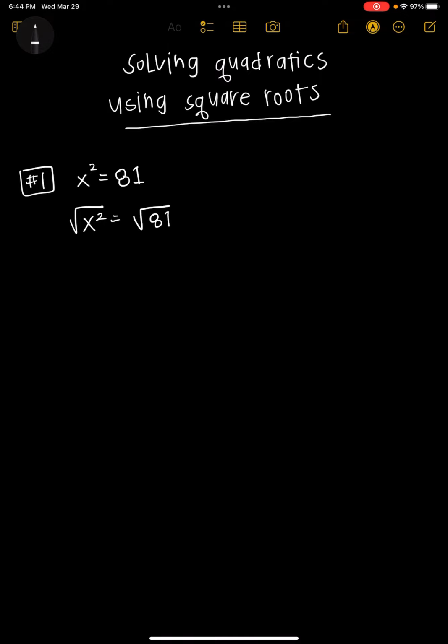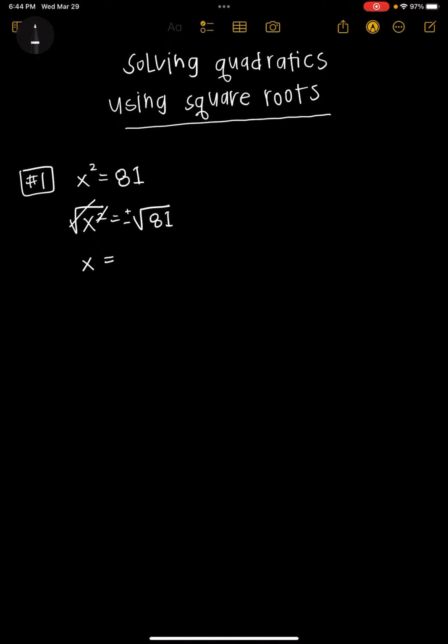But here's the deal. Whenever I square root a number, I have to put a plus or minus sign on the front of it. I'll show you why in a little bit, but just know that anytime you square root a number, you always have to put a plus minus there. So now that we've square rooted both sides, the square and square root are opposites of each other, which means they cancel each other out on the left side. So we're just left with x on the left side, and on the right side, we have plus or minus the square root of 81.